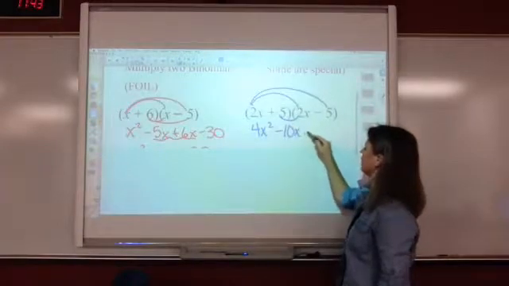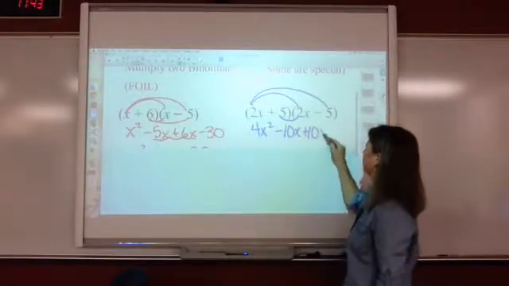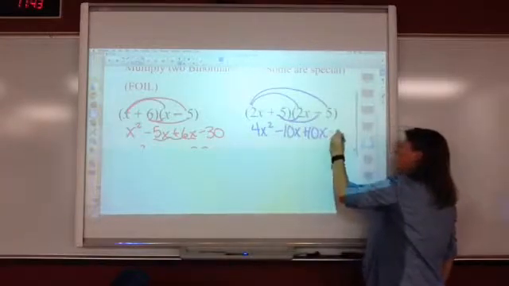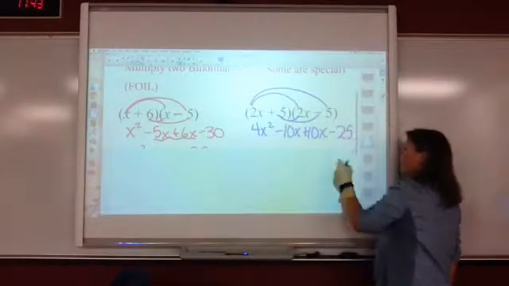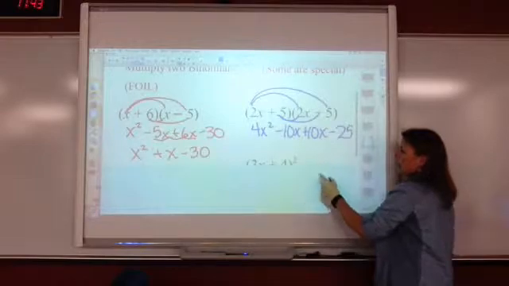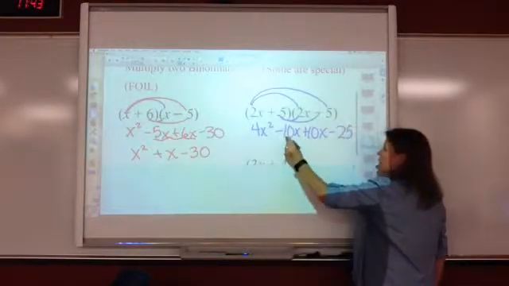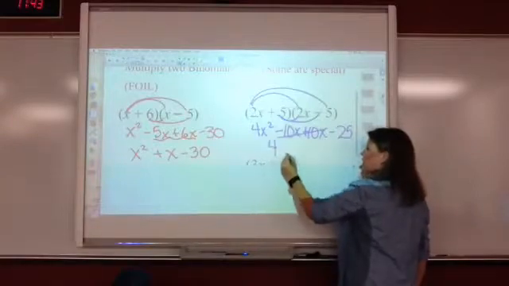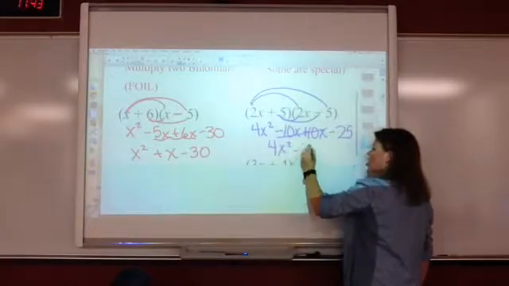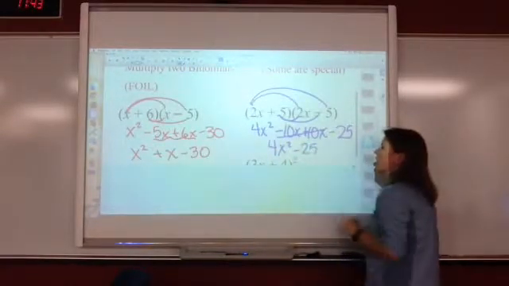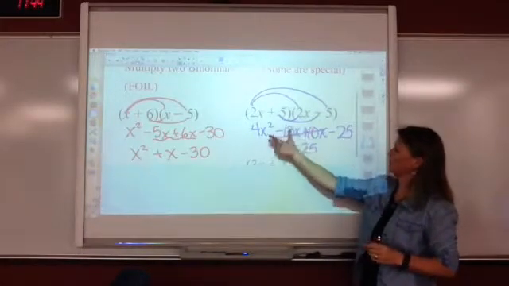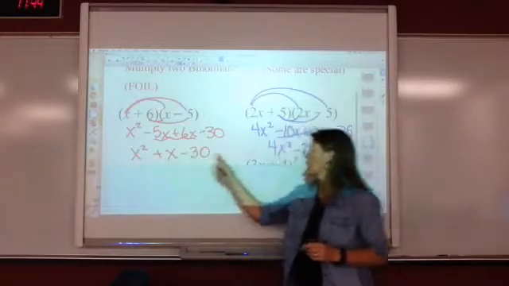When you do the inside, you get plus 10x. Make sure you're still multiplying. 5 times negative 5 is negative 25. Combining like terms, like you did over here, a negative 10x and a positive 10x adds up to 0. So your final answer is 4x squared minus 25. And that's what makes it a special binomial, is that your final answer isn't a trinomial.